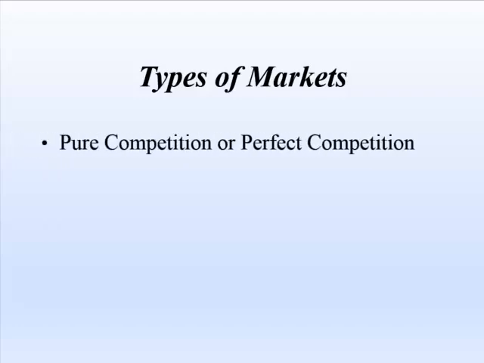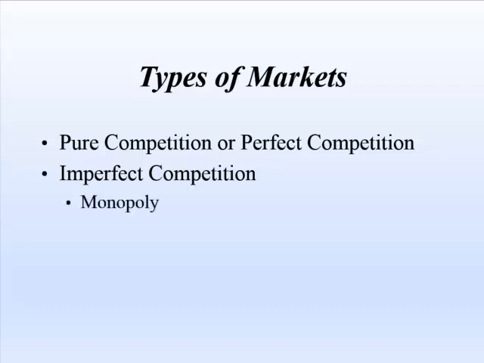The first one is pure competition or perfect competition. Although there is a difference between pure competition and perfect competition, they are very near to same. There are few conditions which make them a little bit different. If any condition related to perfect competition is not met in those markets, then it will be imperfect competition.